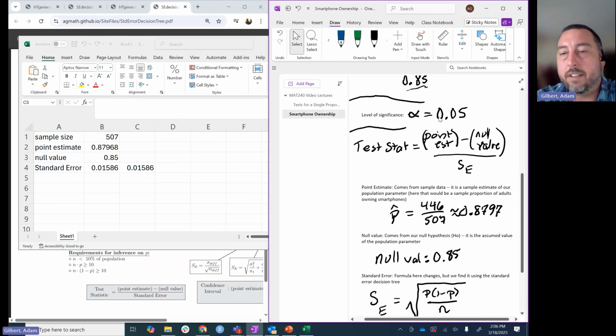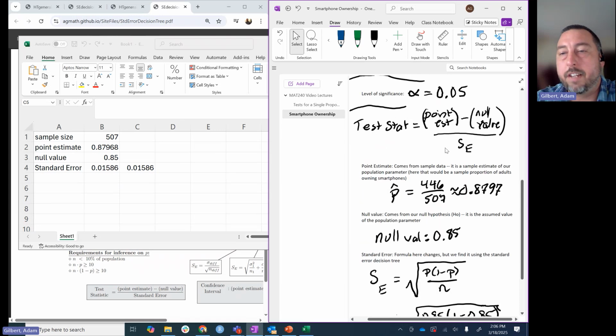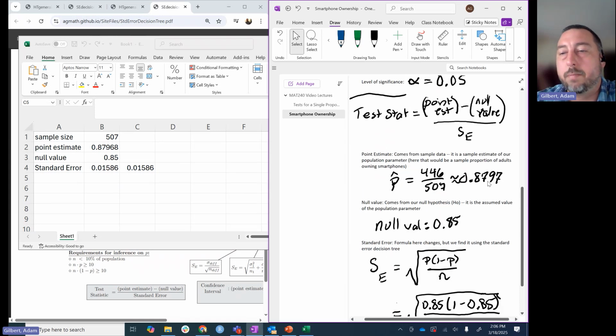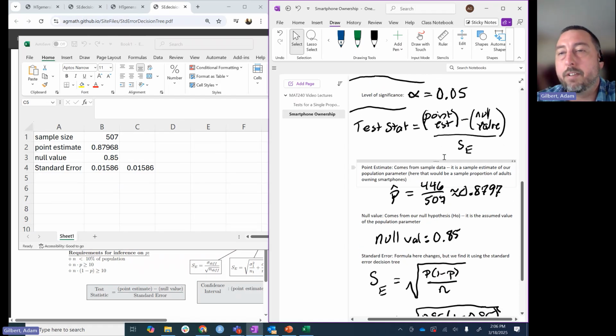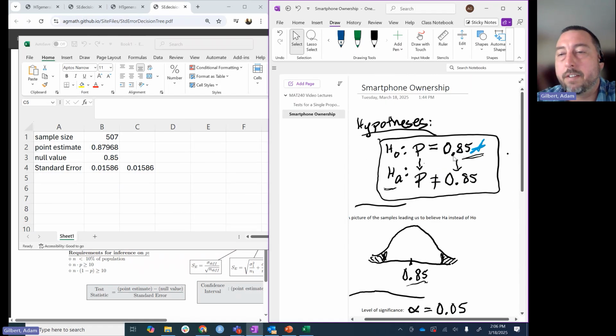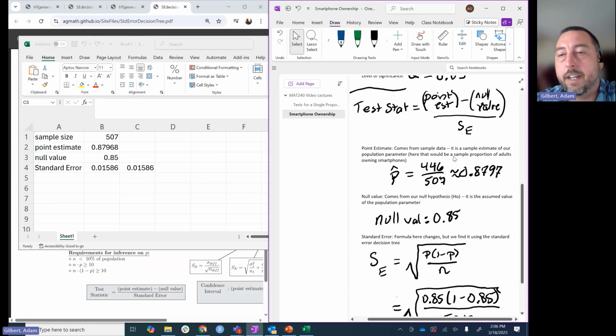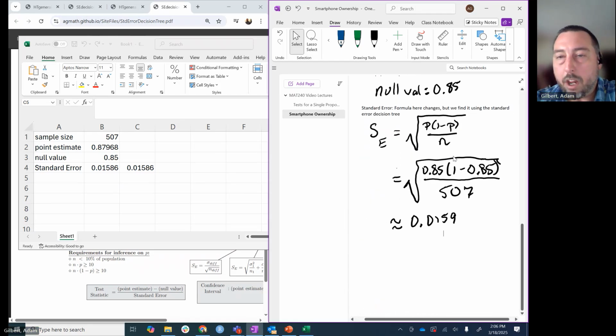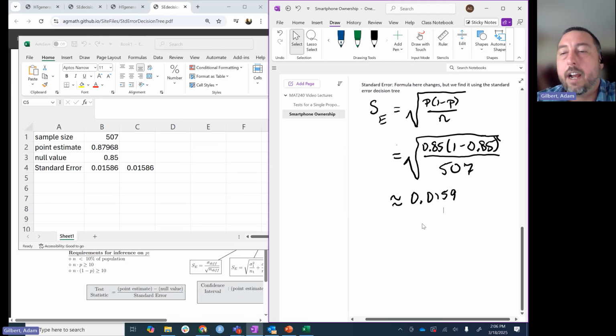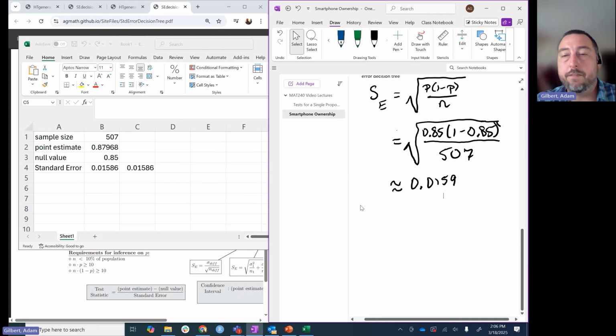We've got the point estimate, which was, again, our sample proportion of adults owning smartphones, the 87.97%. We have our null value, which was the 85%. We got that from our null hypothesis. It was our assumed correct value. And we have our standard error here, which we've just calculated at 0.0159. And so now we're ready, finally, to compute the test statistic.